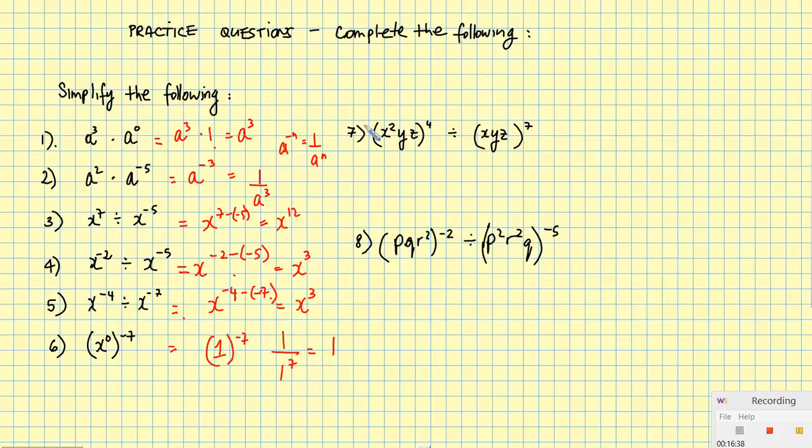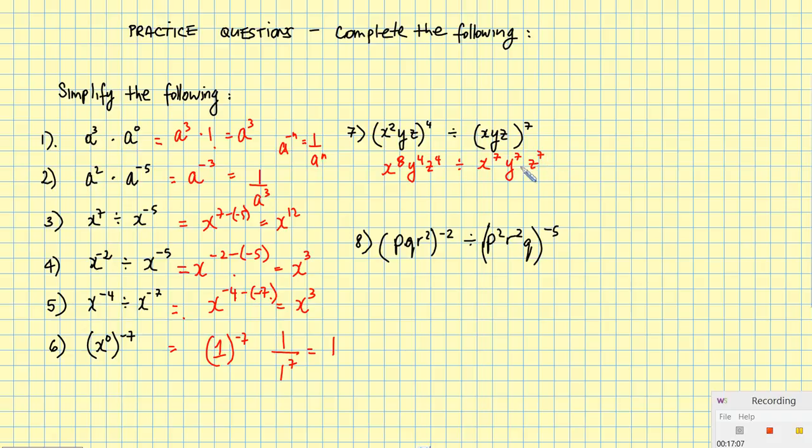If I do my next one, number 7, we've got x squared to the 4th. So here we have a power to a power in all of these examples, so that means that I will multiply all my powers together. So I have x to the 8th, y to the 4th, z to the 4th, divided by x to the 7th, y to the 7th, z to the 7th.